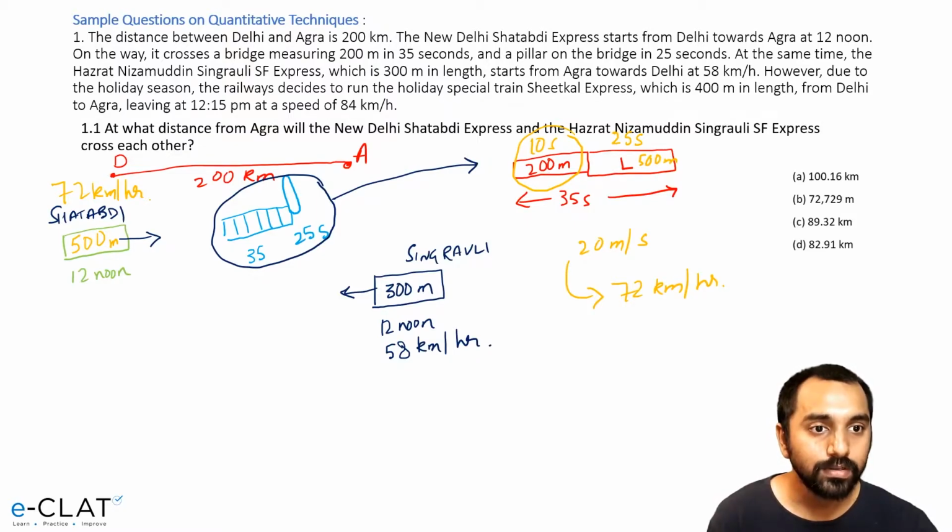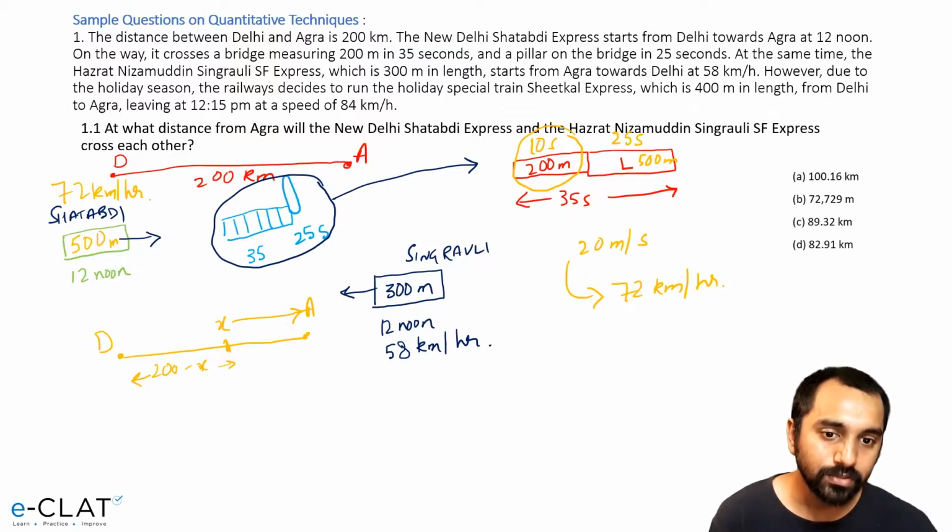It says, at what distance between New Delhi and Agra will the Shatabdi and the other train cross each other? Okay, so in this question, I'll imagine that they are meeting at some place over here. Let's say this distance is x from Agra. If this distance is x, then this distance would be 200 minus x. Now I'll equate the times of both of them.